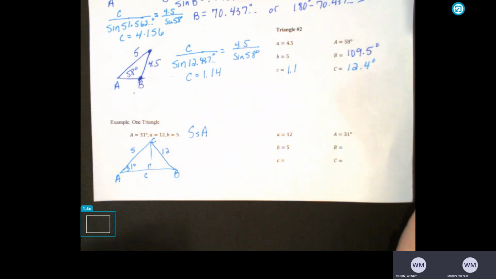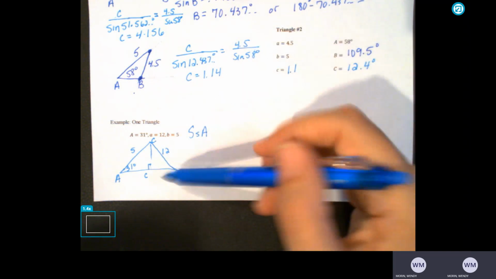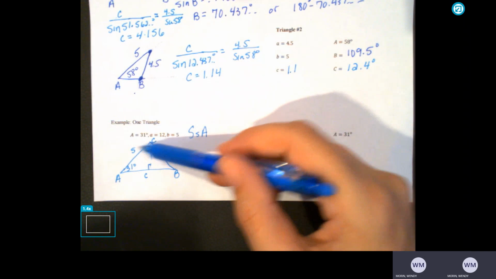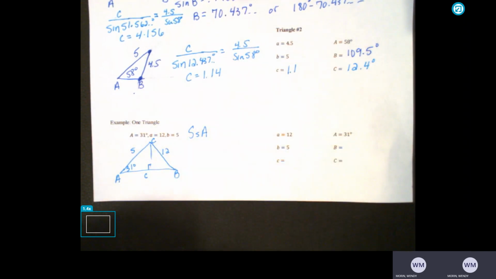HL is a congruence theorem, hypotenuse leg, which means that you would only get one and only one triangle. And what would happen in that case is when you set this up, you get the sine of the angle would be equal to 1. And when you actually found the angle, you get 90 degrees.